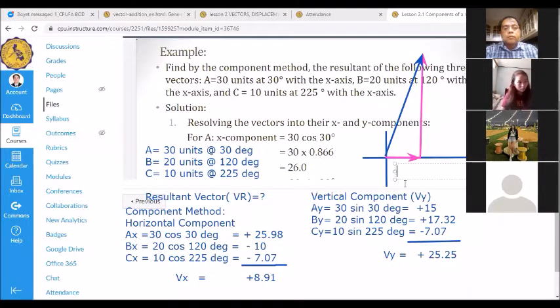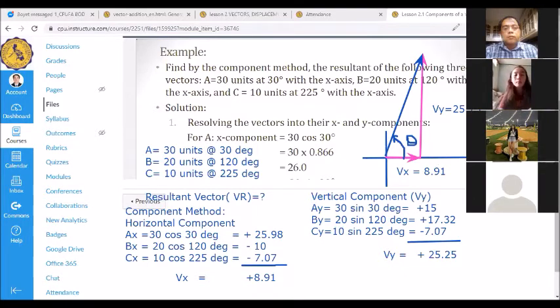Again, our Vx is this side, 8.91. And this one is your Vy, which is 25.25. Now, I believe our angle, if you can see it, will be the angle over here. This is your theta.